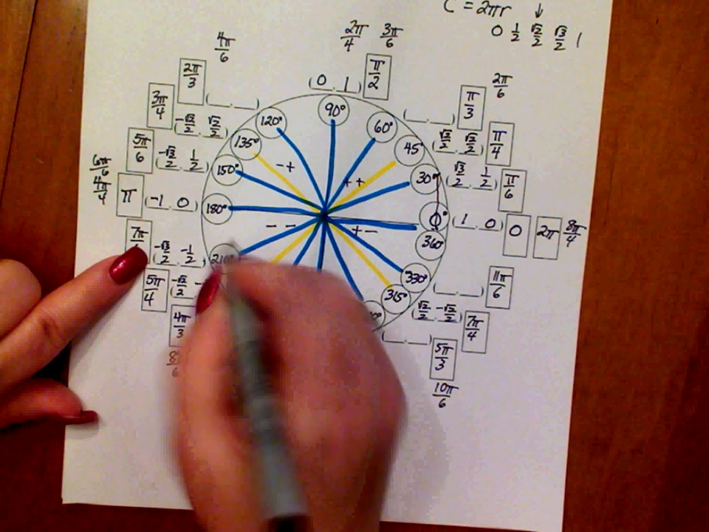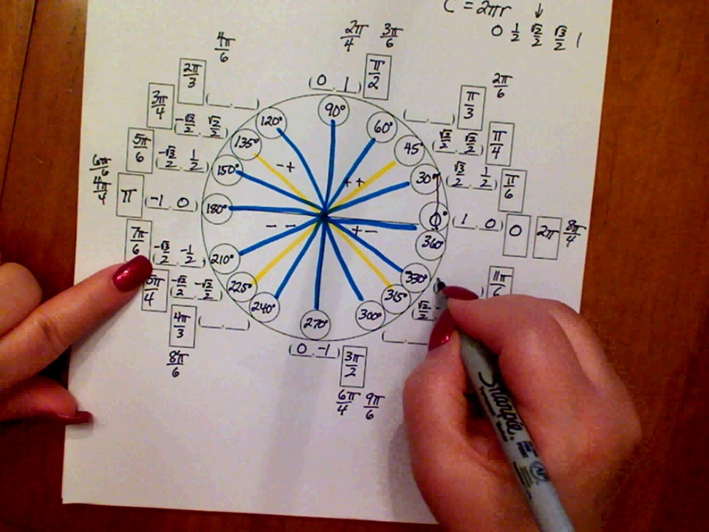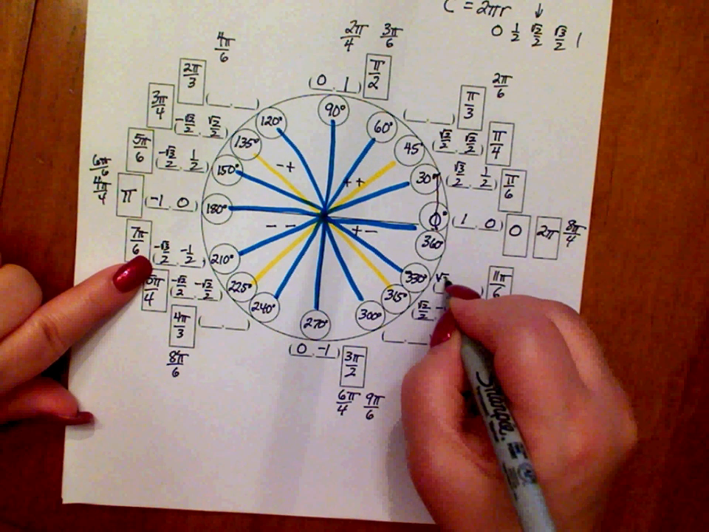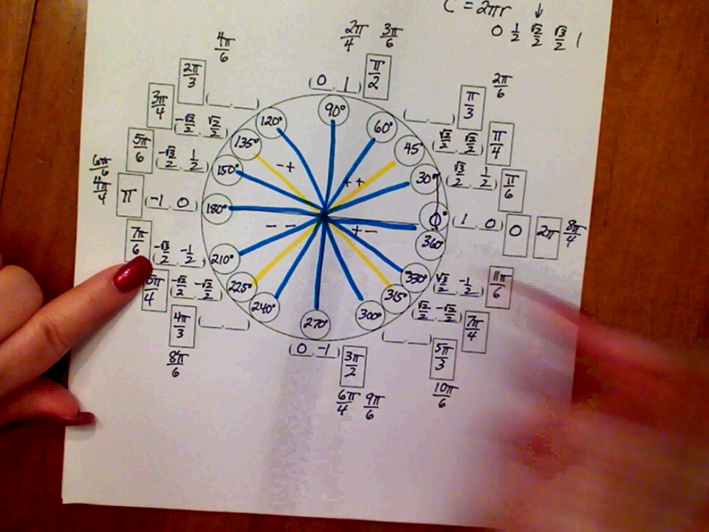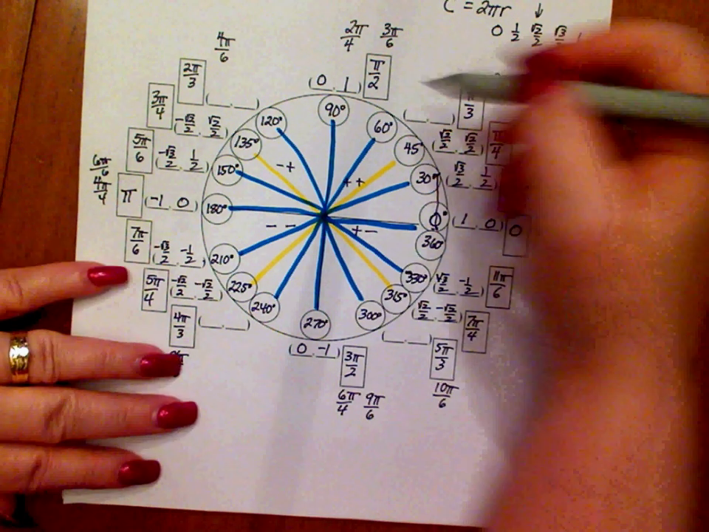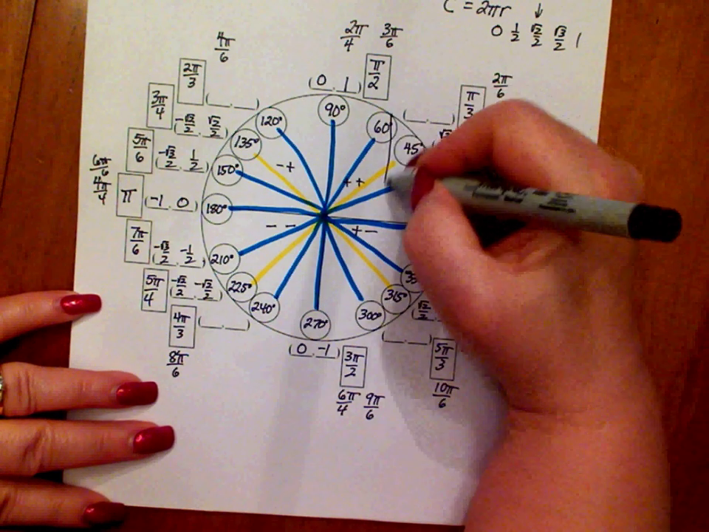If you go 30 degrees south of the x-axis, this would be negative square root of 3 over 2, negative 1/2. If you went straight across this way, this would be positive square root of 3 over 2, negative 1/2, because in this quadrant, x is positive, y is negative.